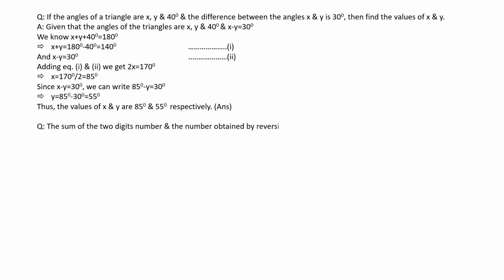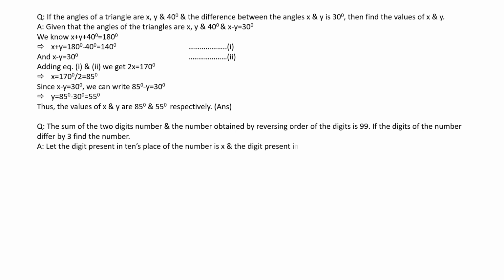The sum of the two digit number and the number obtained by reversing the digits is 99. If the digits of the number differ by 3, find the number. So here the digit is not given, only the relation between the number and the number obtained by reversing the digits that we got, and the difference between the digits of that number is given. Let's go for solving it.